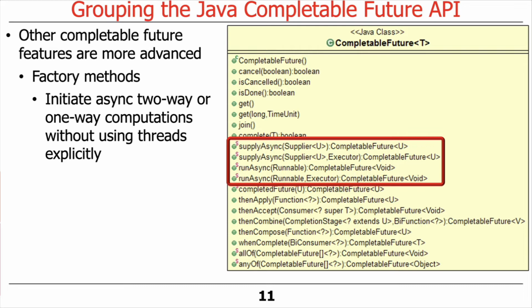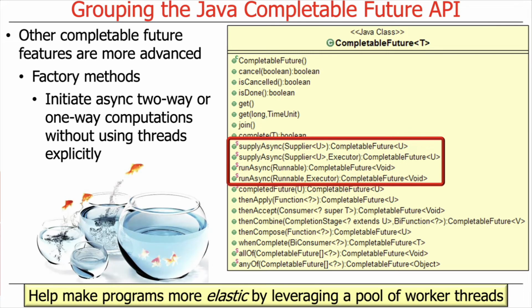As you can see here, factory methods can initiate async, two-way, or one-way computations, and they don't require you to use threads explicitly. You can use explicit threads with Completable Futures, but it's very rare. So it's much better to use the factory methods, either supply async or run async. We'll talk about both of those in a bit.